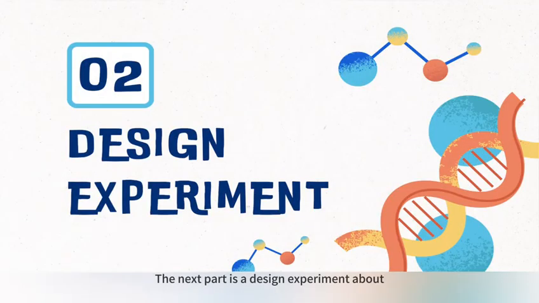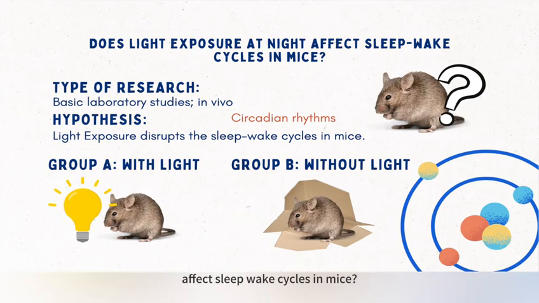The next part is a designed experiment about whether light exposure at night affects sleep-wake cycles in mice. My hypothesis is that light exposure disrupts the sleep-wake cycles in mice. Two mouse groups were studied. Group A, constant light exposure. Group B, standard 12-hour light-dark cycle.